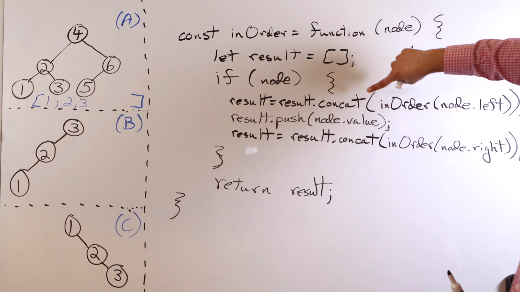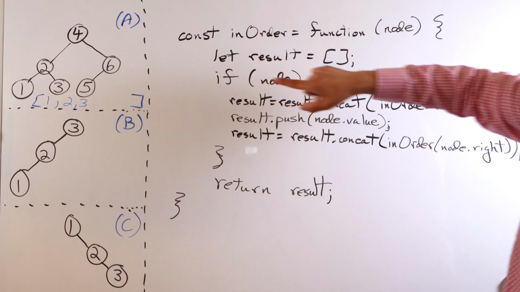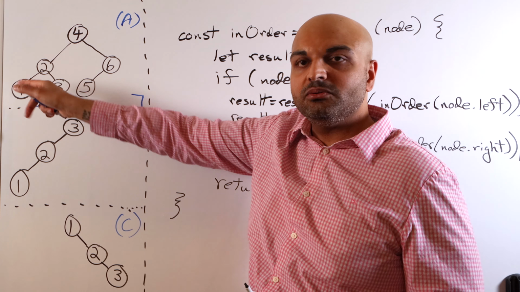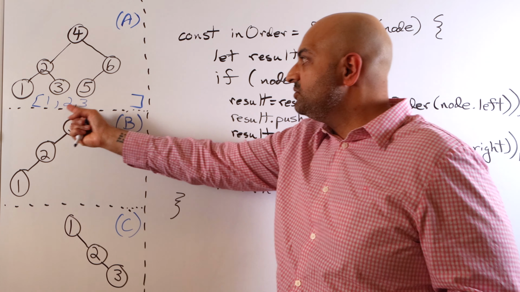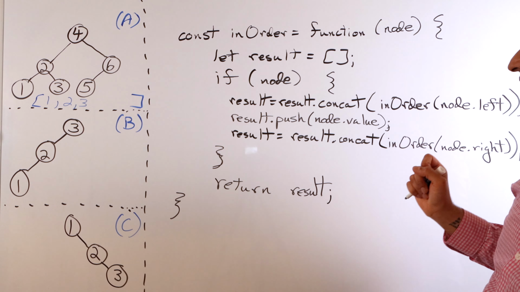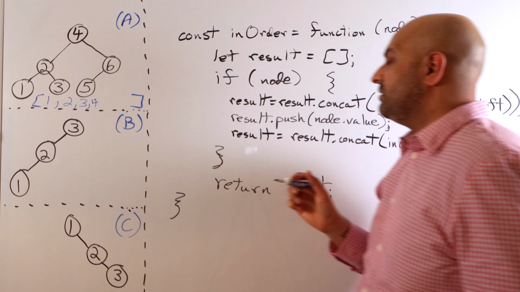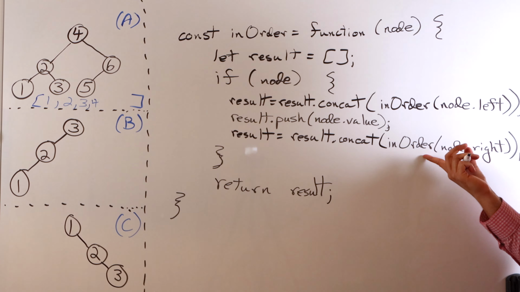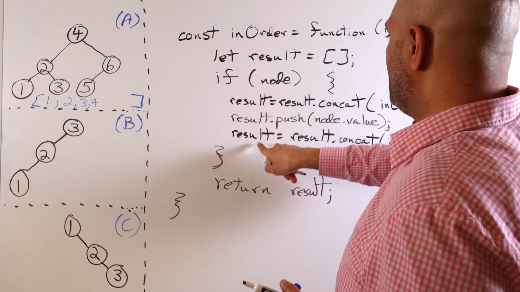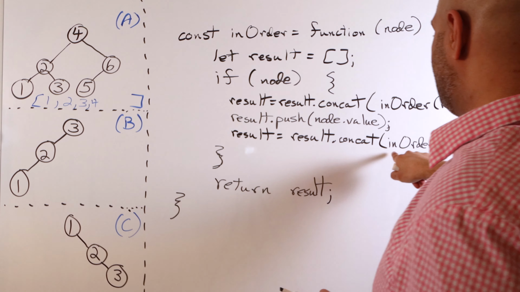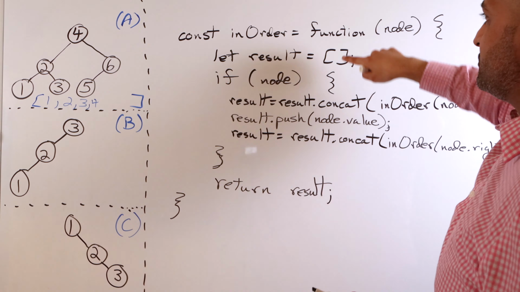Remember, when we hit that 4 node, we said result.concat in order node.left, and we passed in the node 2. And so now we just got this array 1, 2, 3. Let's push the 4 on there. All right, so now we've pushed the 4. And now we say, what's to the right of that 4 node? Well, it's this 6. So we say result equals result.concat in order node.right, and it passes in this 6. And so we come to the top.